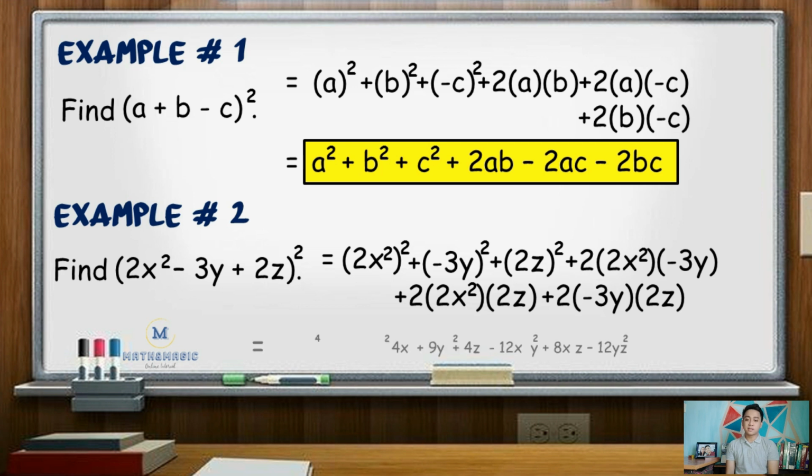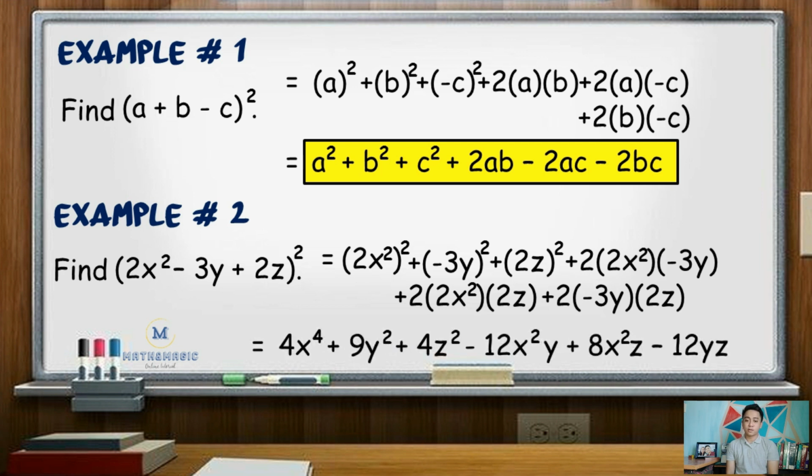Evaluating the items, the square of 2x squared is 4x to the fourth. The square of negative 3y is 9y squared. The square of 2z is 4z squared. Next, 2 times 2x squared is 4x squared times negative 3y. That gives us a product of negative 12x squared y plus 2 times 2x squared, that's 4x squared, times 2z.